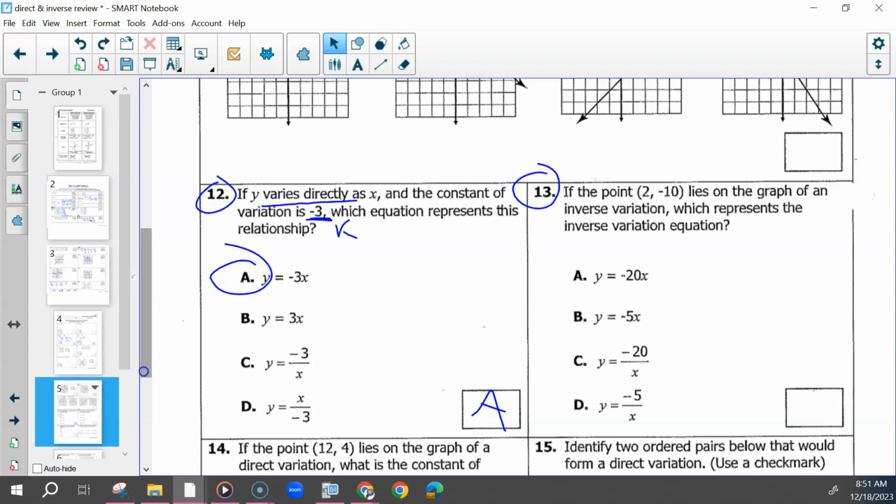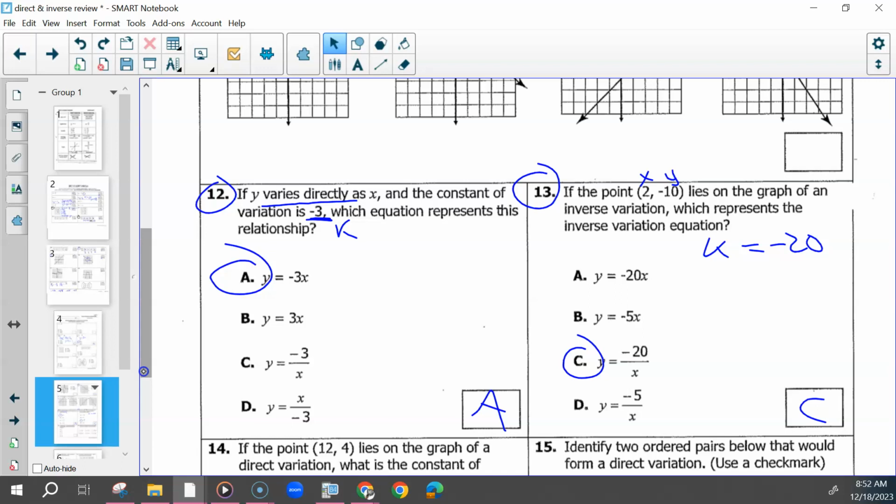Right, 4, 13. If the point lies on a graph of an inverse variation, so it tells you it's inverse, they're asking which of these is the equation. So if they give us an x and a y, how could we find our k? Multiply. So what would k be? Negative 20. Now, which of these would be our answer? C. Now, notice that they have fives up here just in case you divide it because you didn't read. So make sure you are reading.